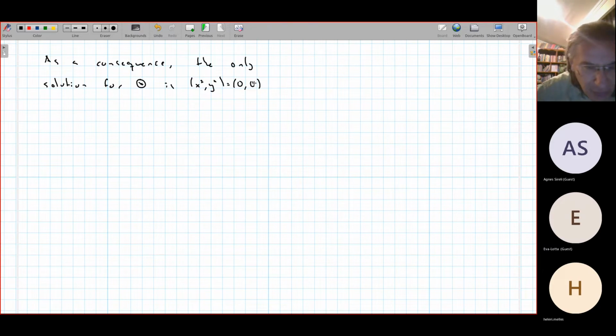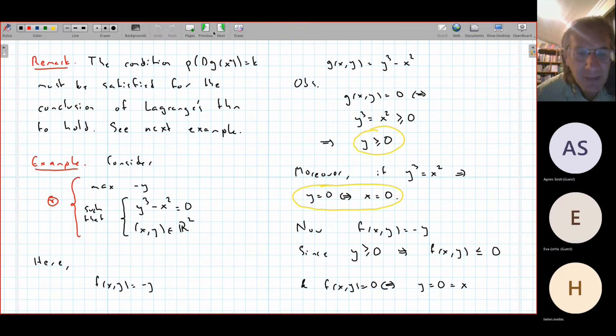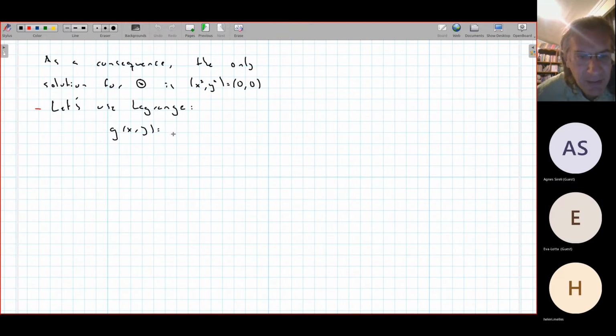Okay, so let's try to use now Lagrange's theorem. So I'm going to mention that. Let's use Lagrange now. So I'm going to remember g of x comma y. What was that? That was y cubed minus x squared.